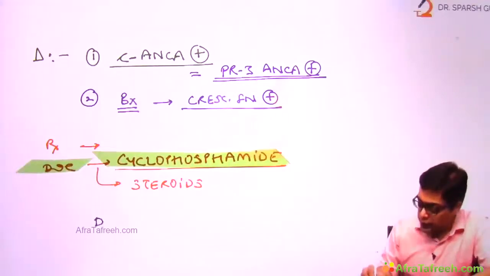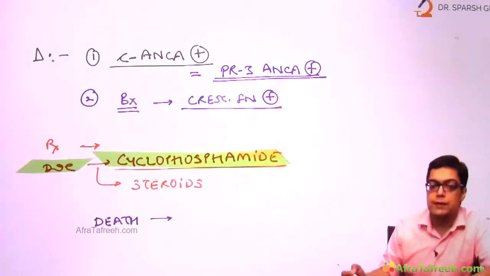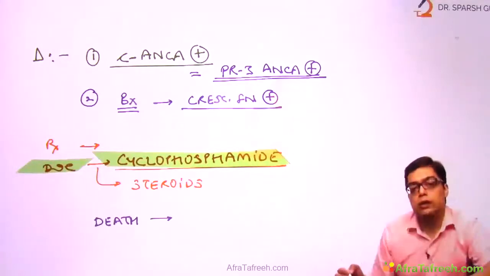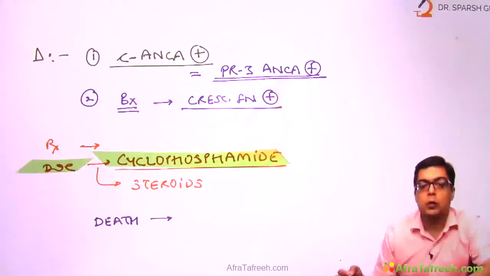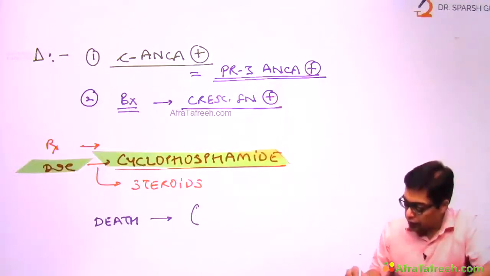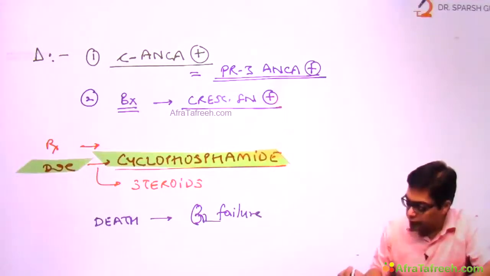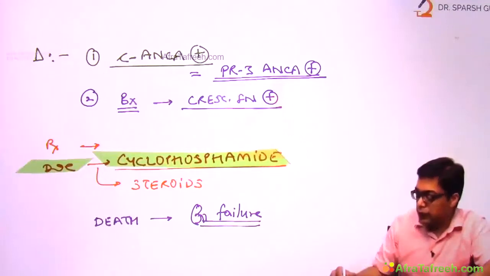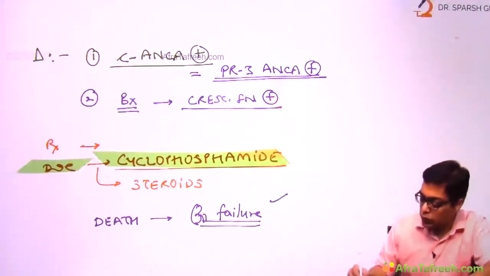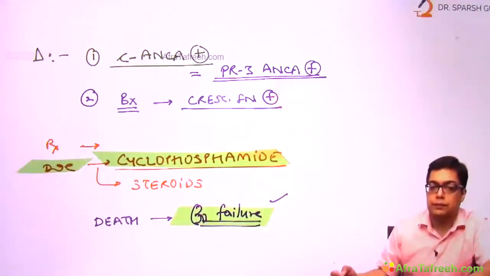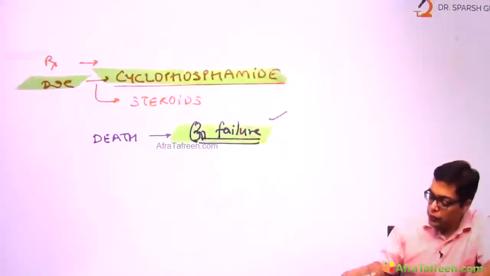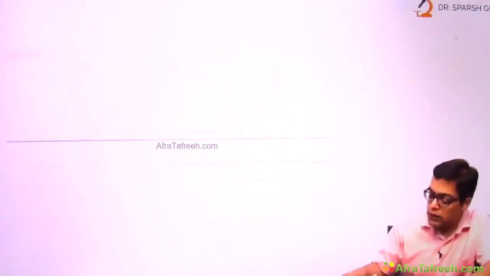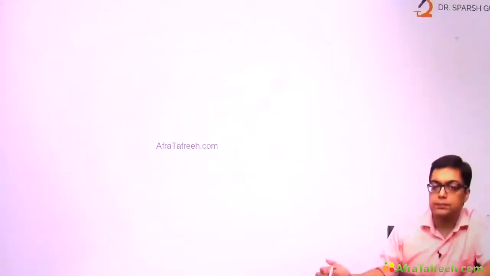So far as these patients are concerned, the reason for mortality is usually the kidney involvement. When the patients have crescentic glomerulonephritis, they have a very high chance of developing renal failure. And it is this renal failure which contributes to the mortality of the patients. So this is what we need to have an idea of, so far as the disease Wegener's granulomatosis is concerned.